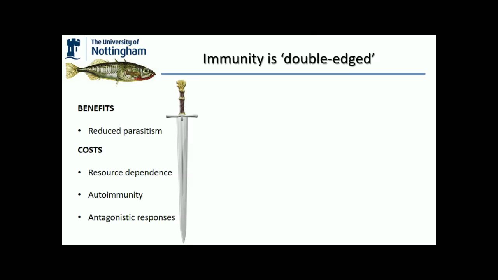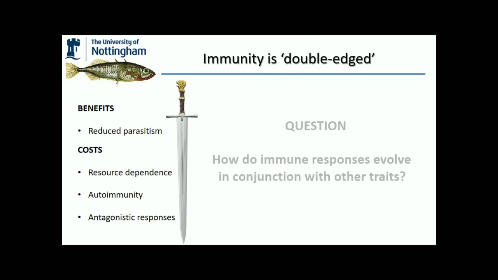So these environmental stresses interact with and expose the costs that are involved with immunity. These are things like resource dependence, autoimmunity through use, as well as antagonisms within the immune system itself. As evolutionary biologists, what we're interested in is how these various costs mediate the evolution of the immune system in the wild. To do this, one of the questions we can ask is how immune responses evolve in conjunction with other traits.